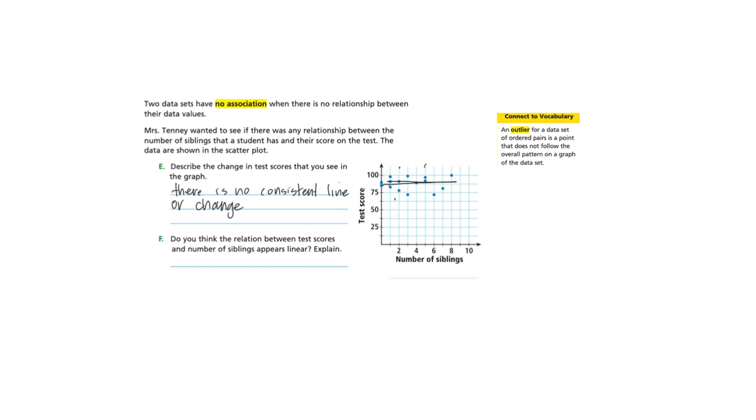And so F, do you think the relation between test scores and number of siblings appears linear? Not really. You could draw a line almost anywhere, and it's not really consistent. If you were to pick any 2 or 3 points to try to draw a line, there's still a lot of what you would call outliers. And so when there are that many outliers, they're not really outliers anymore. They're just sort of part of the data.